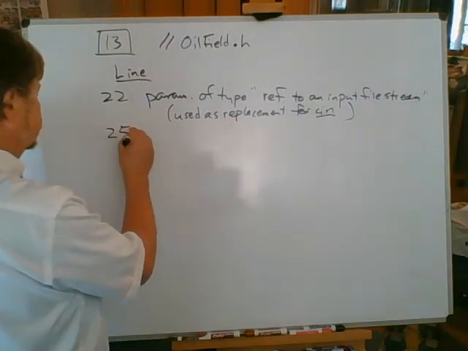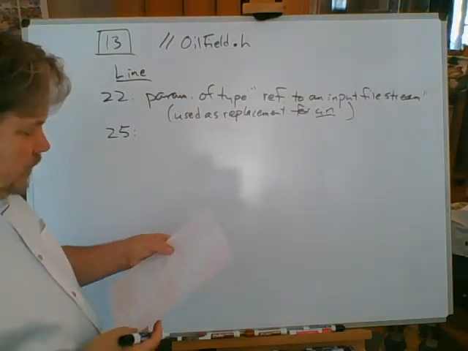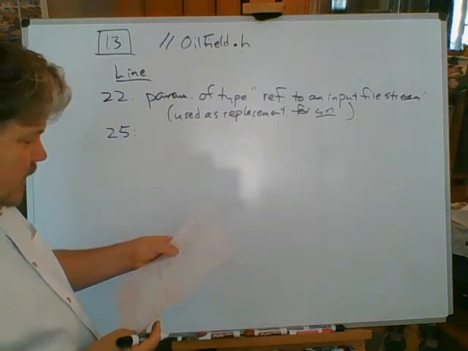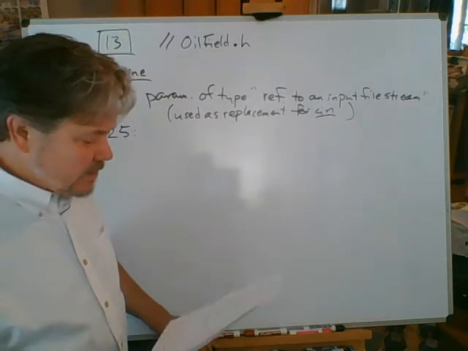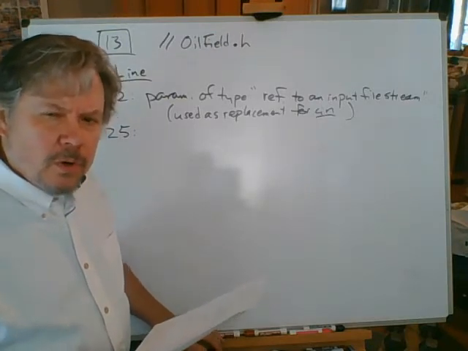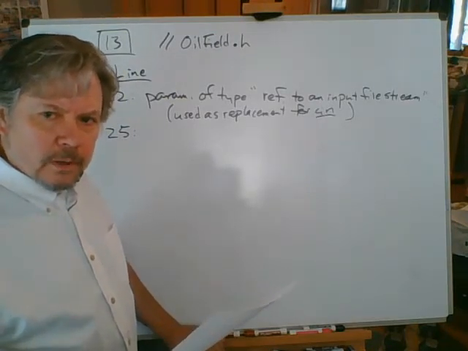Line 25. Oh my goodness. OilField ampersand. That's the return type. It's going to return a reference to an OilField object.